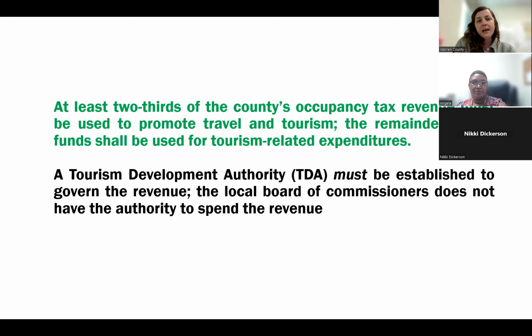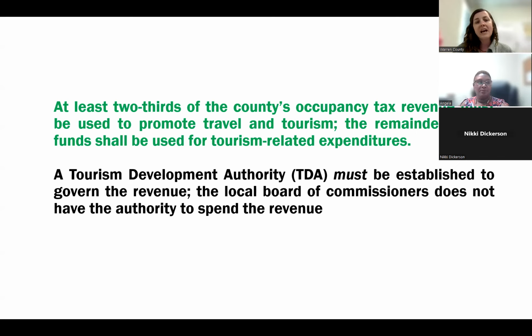But before we get to our guest, I want to make sure we're on the same page that occupancy tax revenue has to be put back into the county for the purpose of promoting travel and tourism. Two-thirds of our revenue has to be used to promote travel and tourism, and the other third has to be used for tourism-related expenditures, which can be capital, physical infrastructure-related expenditures if it ties to tourism.